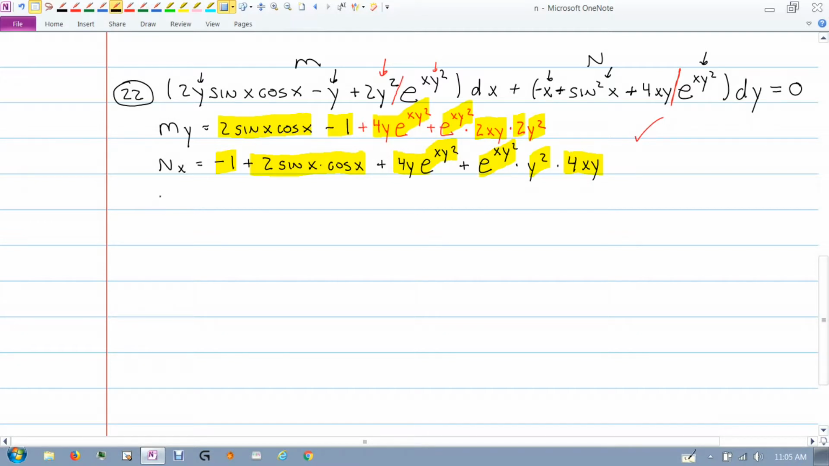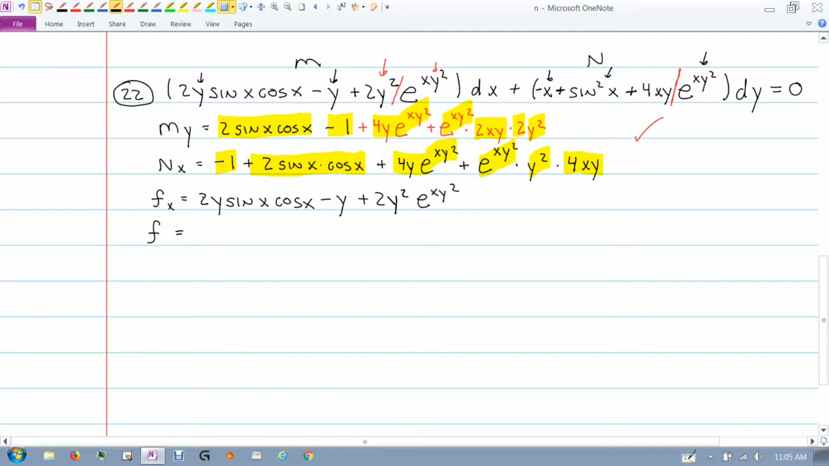Now, the fun part. The partial of f with respect to x has to be equal to m, so that's 2y sine x cosine x minus y plus 2y squared e to the xy squared. So if I integrate this with respect to x, I need to do some work here.